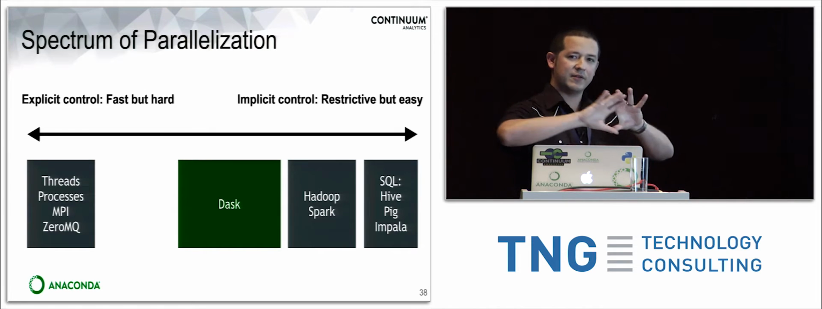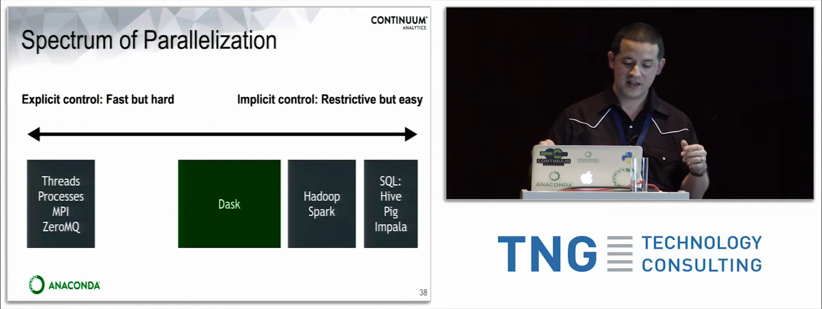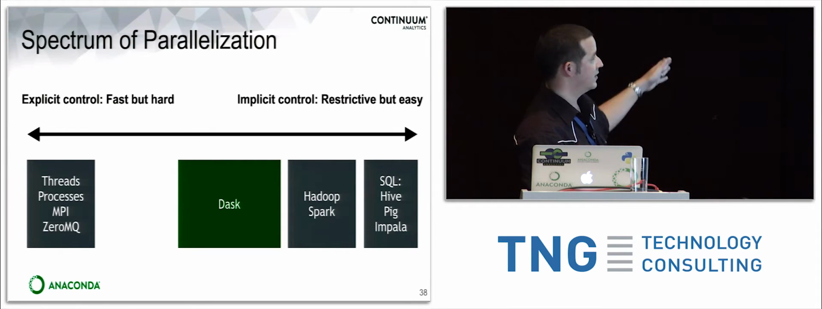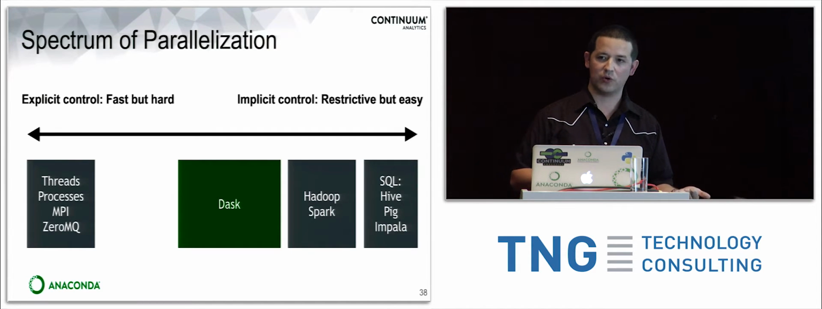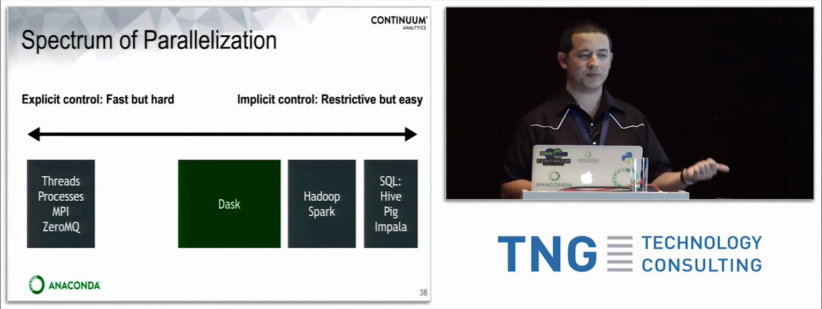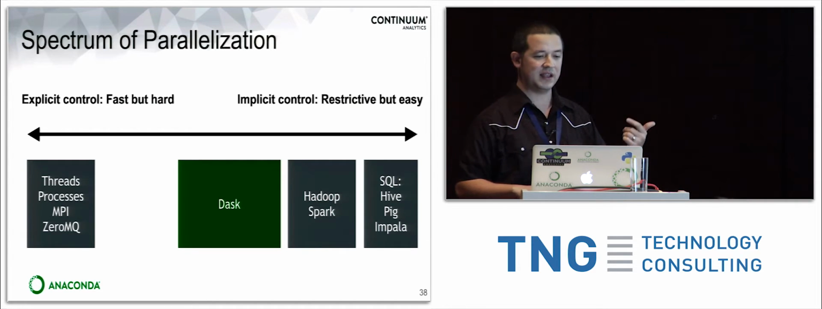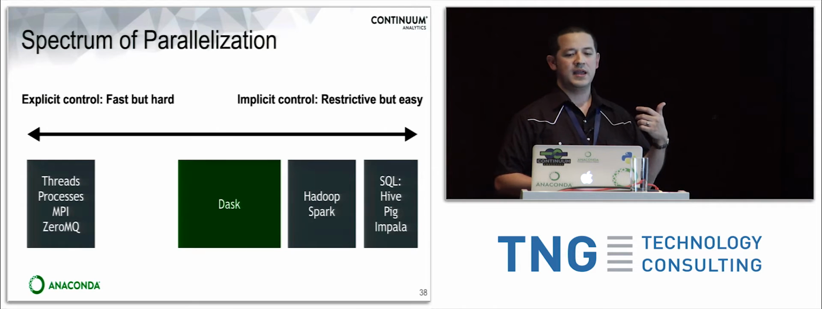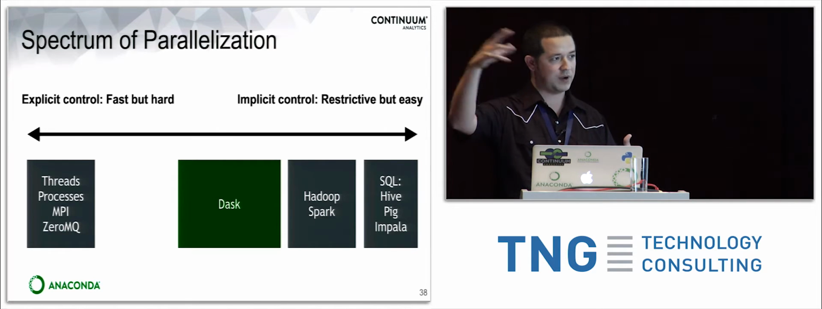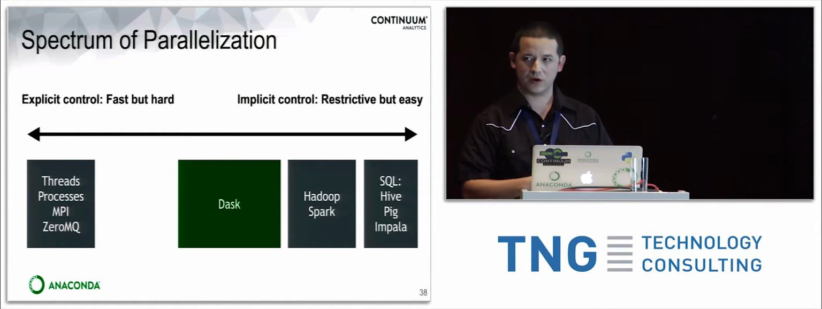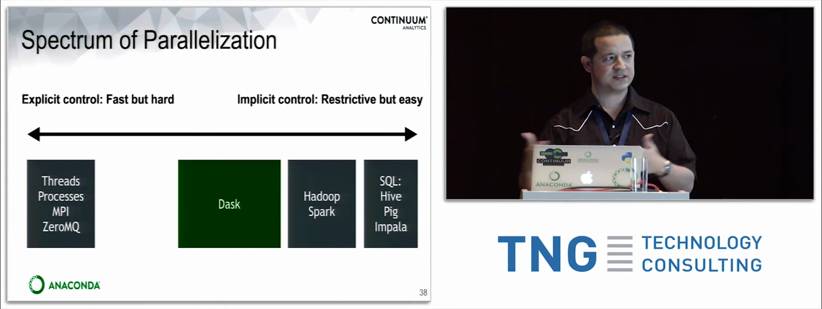So here I'm showing a spectrum of parallelization. If you look on the left side, this is where we have explicit control. We can get very fast and optimized parallel applications, but it's hard. So this is threading, processing, MPI, 0MQ. If we're writing a high-level library for biology or finance, we don't really want to worry about all that, and we don't have to bake that into every single application.